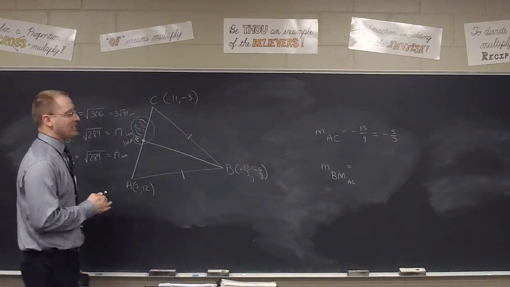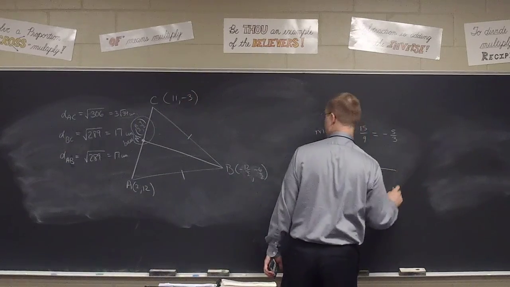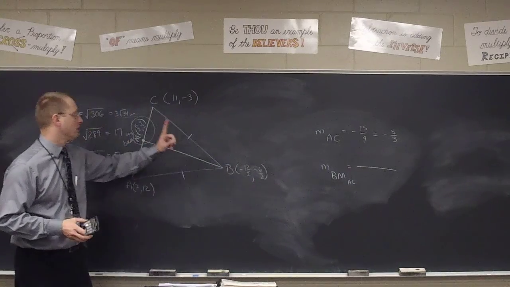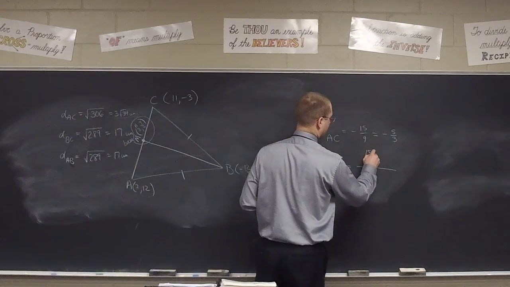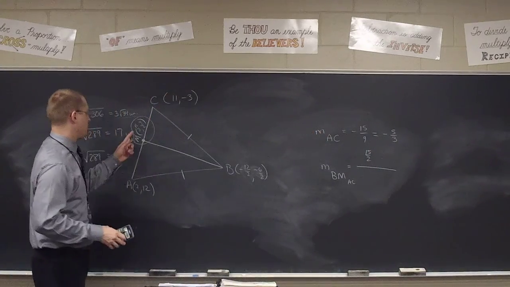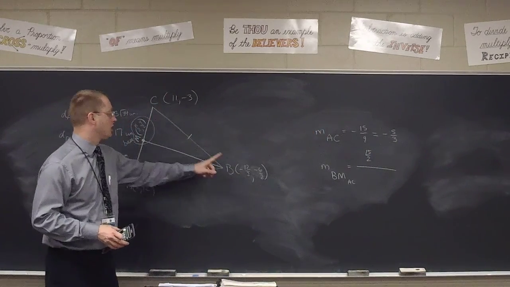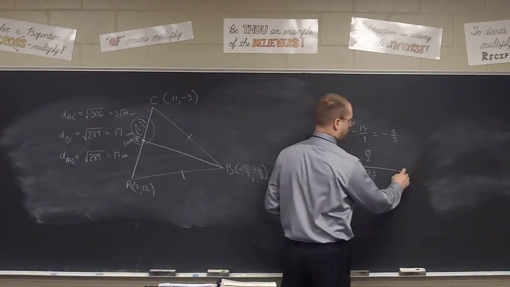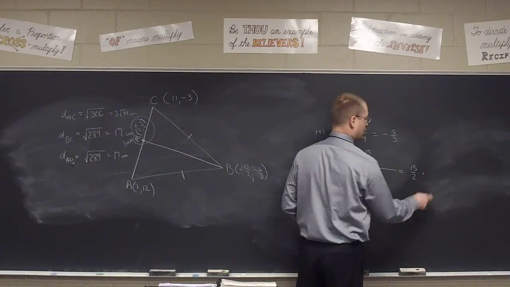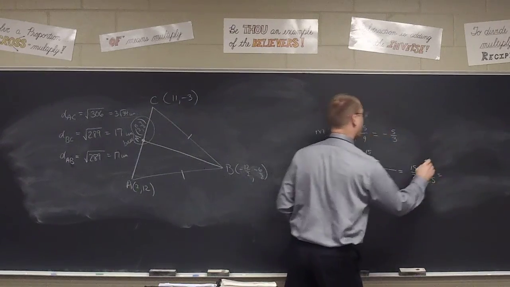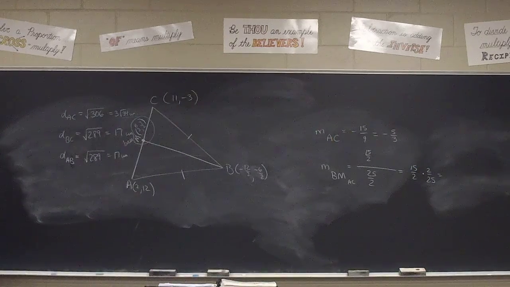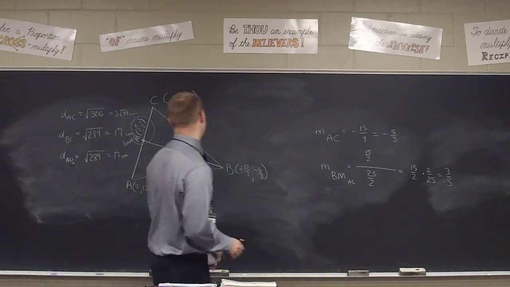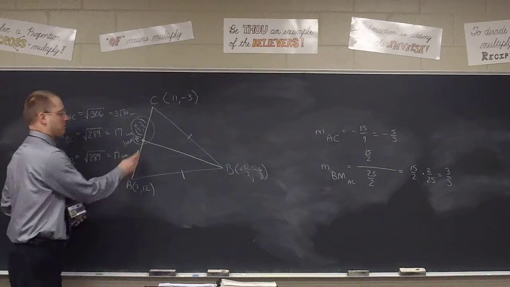All right, now let's find the slope of the median. What is the change in y, class? 15 halves. What is the change in x? 25 halves. And if I have a complex fraction, of course, I want to multiply by the reciprocal, 2 over 25. What do I end up with for my slope? 3/5. Are these negative reciprocals? Yes. Then is this an altitude? It must be. It must be perpendicular.